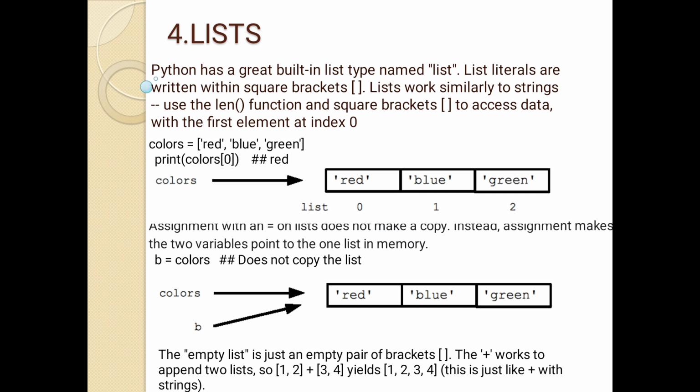Assignment with an equals sign on lists does not make a copy. Instead, assignments make two variables point to the one list in memory. b is equal to colors. Colors is red, blue, green. b is also red, blue, green.